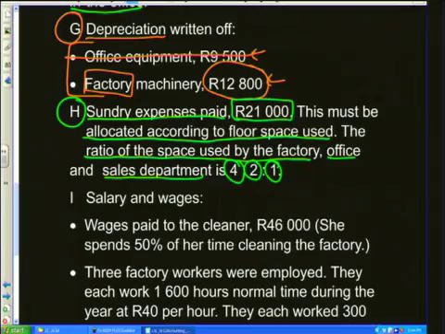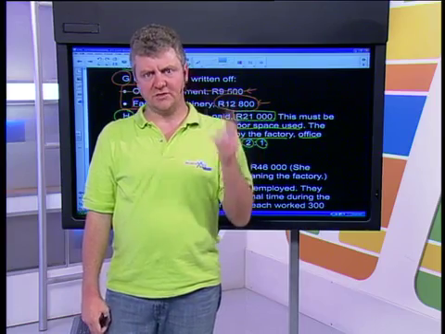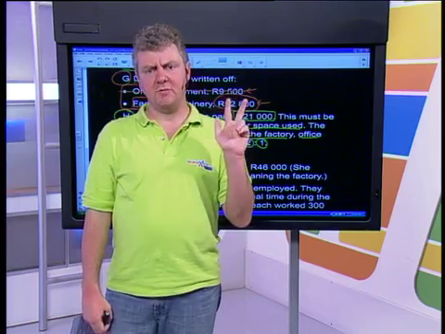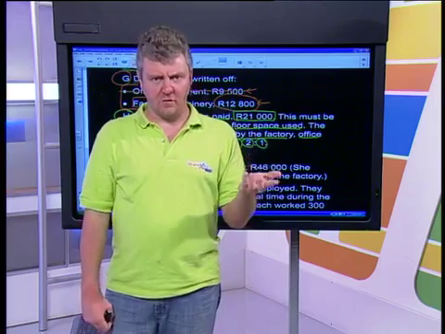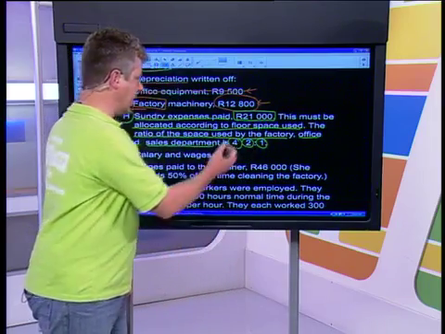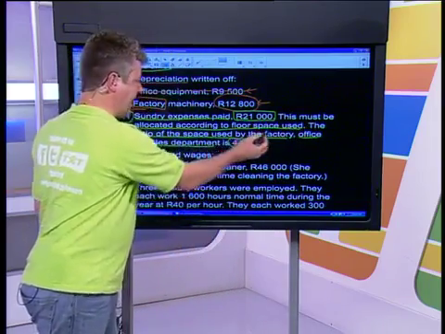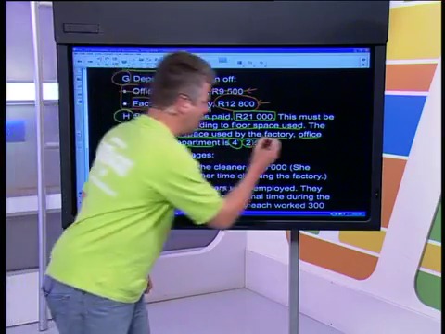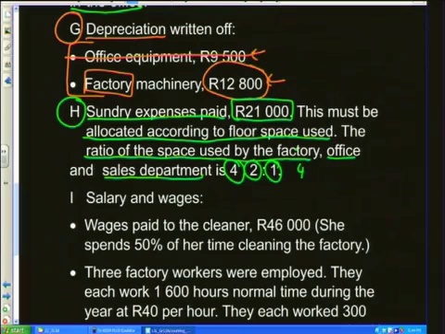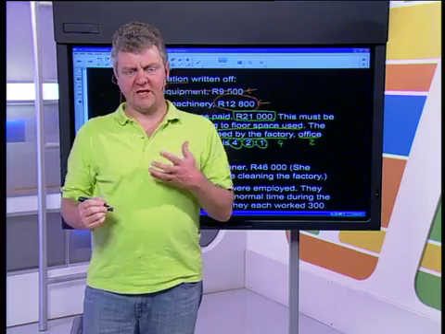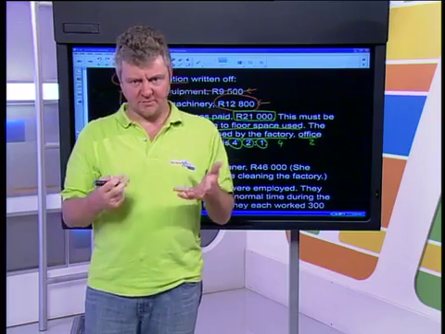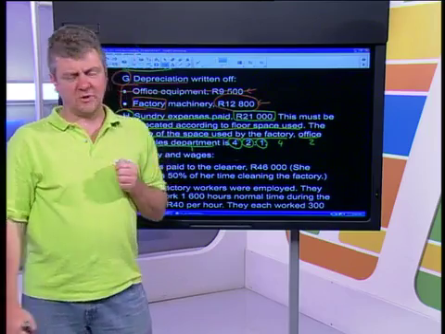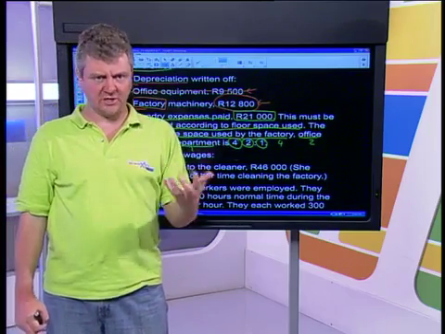So there are 3 components of this business. There's the factory, the office, and the sales department, and each of them uses a certain ratio of the available floor space. So what they've told us is that the factory, because that's the first one that's mentioned, it's the first one in the ratio, the factory uses 4, the office uses 2, and the sales department uses 1. So the factory is the biggest part of this business. And we have to allocate this 21,000, we have to split it according to that ratio.